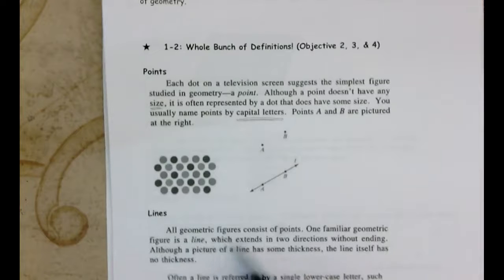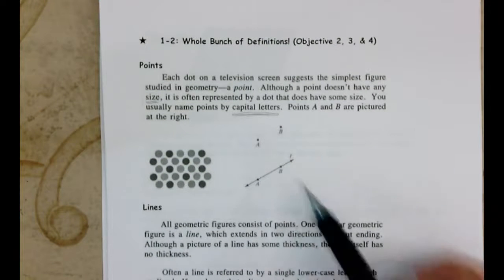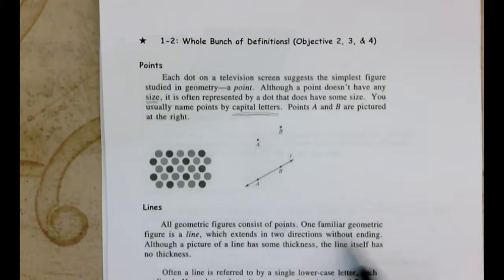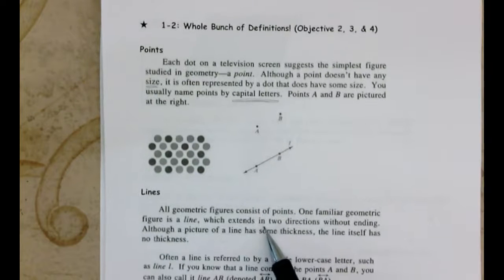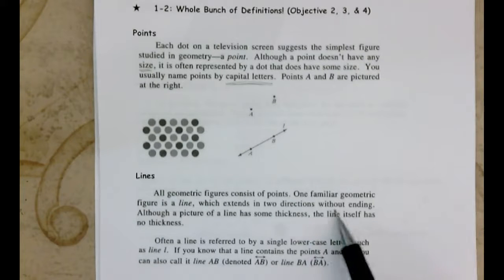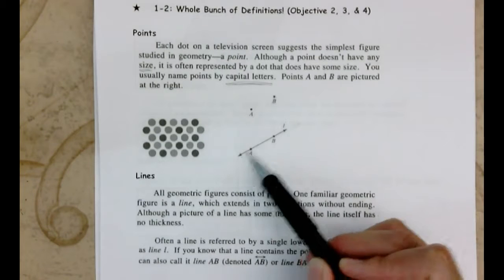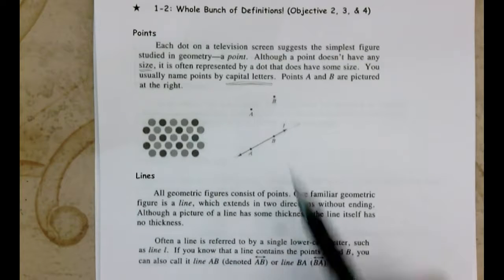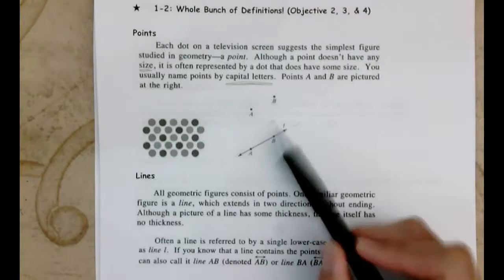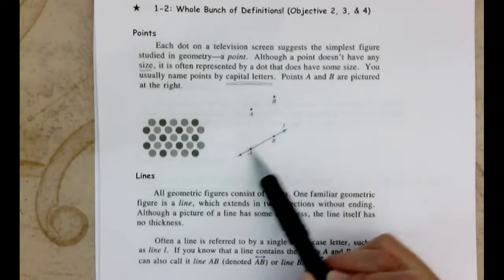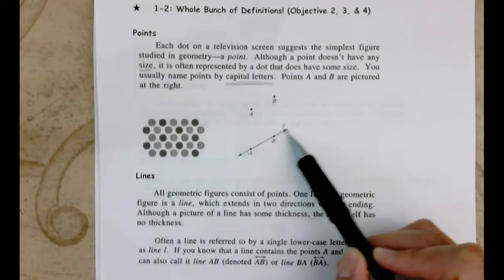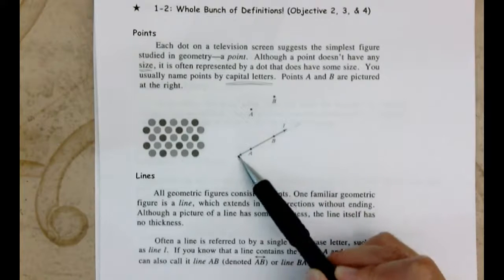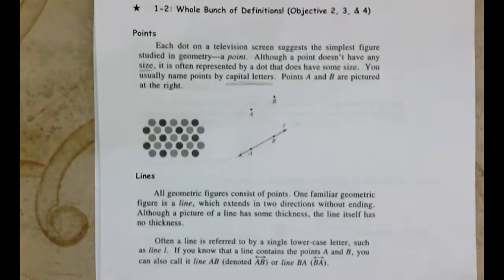Okay? Now, the lines. All geometric figures consist of points. A line is a collection of points. One familiar geometric figure is a line, which extends in two directions without ending. Although a picture of a line has some thickness, the line itself has no thickness because the line is a collection of points, which itself doesn't have any size. So it cannot have any thickness, and the line does not have an end. These arrows represent the fact that there is no end.